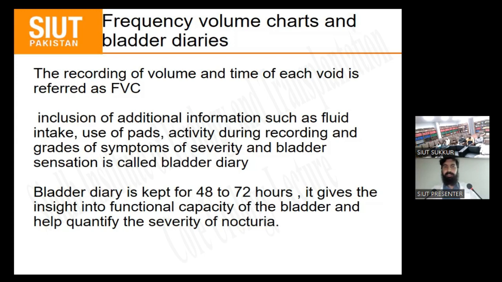Frequency volume charts and bladder diaries. The recording of volume and time of each void is referred as FVC, frequency volume charts. Inclusion of additional information such as fluid intake, use of pads, activity during recording, and grades of symptoms of severity and bladder sensation is called bladder diary. Bladder diary is kept for 48 to 72 hours. It gives the insight into functional capacity of the bladder and helps quantify the severity of nocturia.